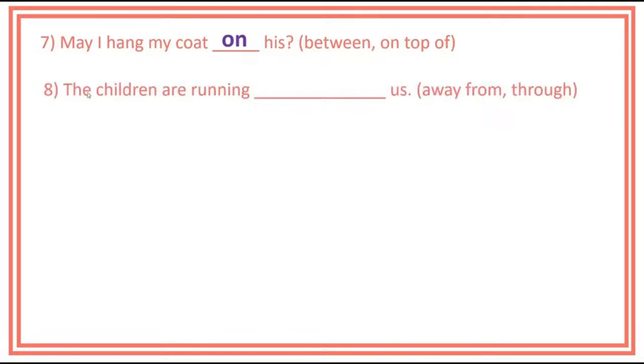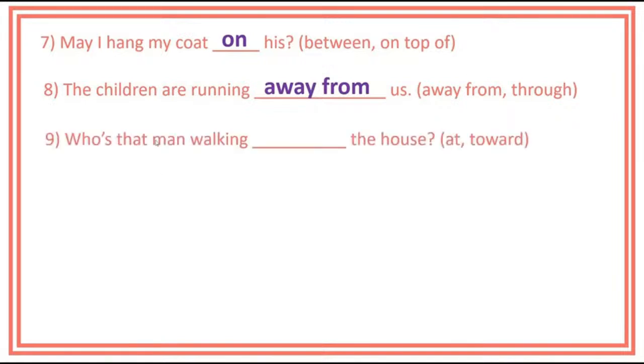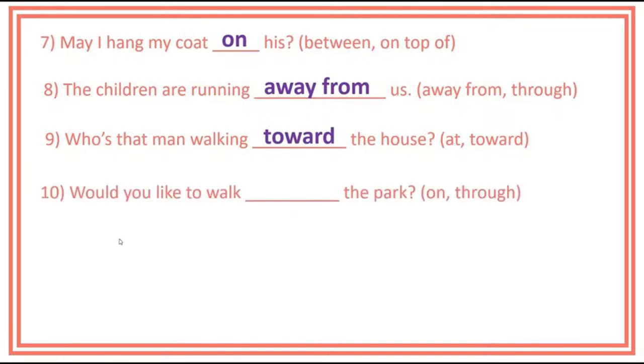Number 8. The children are running blank us. The prepositions inside the brackets are away from and through. The children are running away from us. Number 9. Who's that man walking blank the house? The prepositions inside the bracket are at and toward. Who's that man walking toward the house? Number 10. Would you like to walk blank the park? The prepositions inside the bracket are on and through.